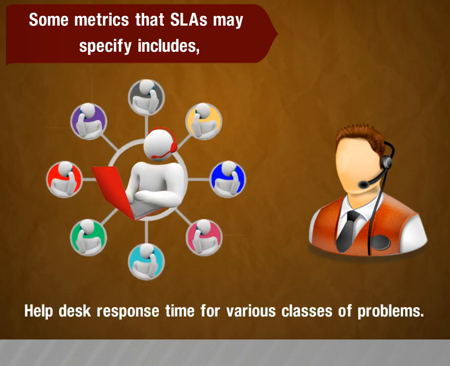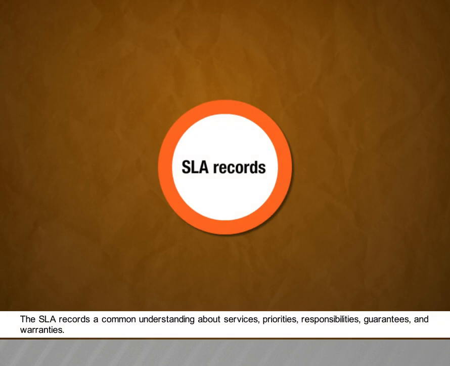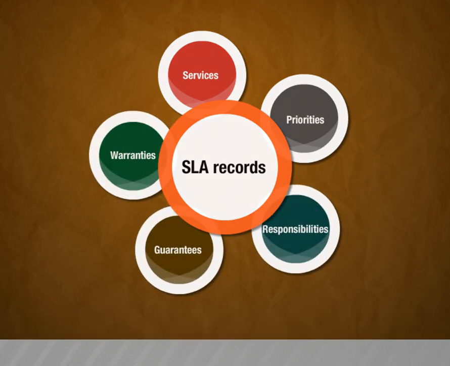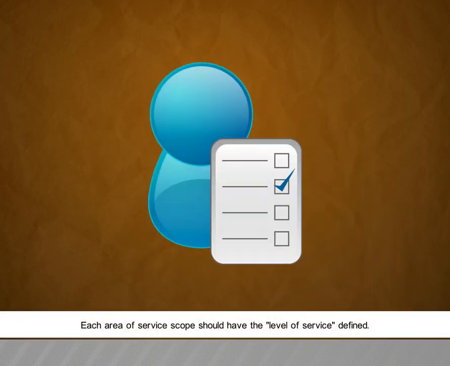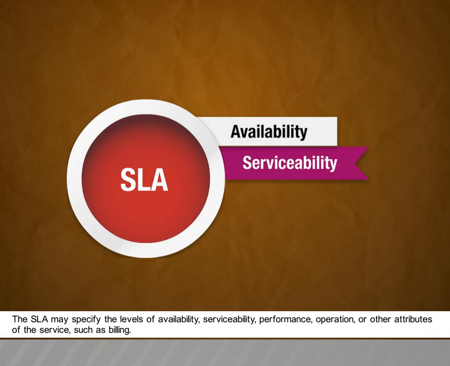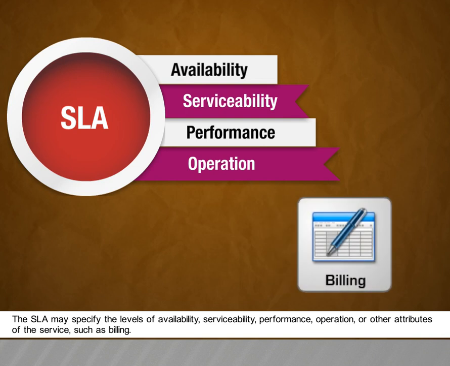Help desk response time for various classes of problems, usage statistics that will be provided. The SLA records a common understanding about services, priorities, responsibilities, guarantees, and warranties. Each area of service scope should have the level of service defined. The SLA may specify the levels of availability, serviceability, performance, operation, or other attributes of the service such as billing.